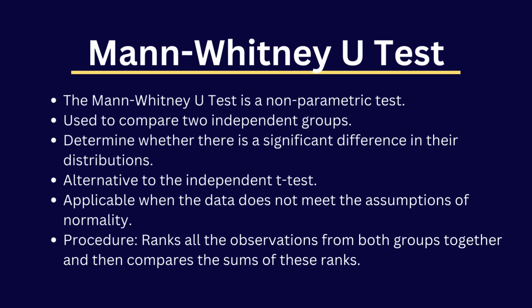The Mann-Whitney U test is a non-parametric test used to compare two independent groups to determine whether there is a significant difference in their distributions. It is an alternative to the independent t-test when the data does not meet the assumption of normality. The test ranks all the observations from both groups together and then compares the sum of these ranks.